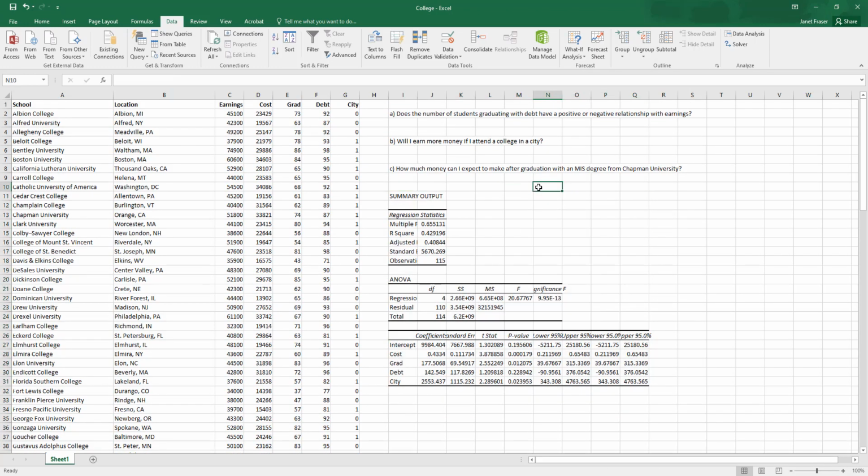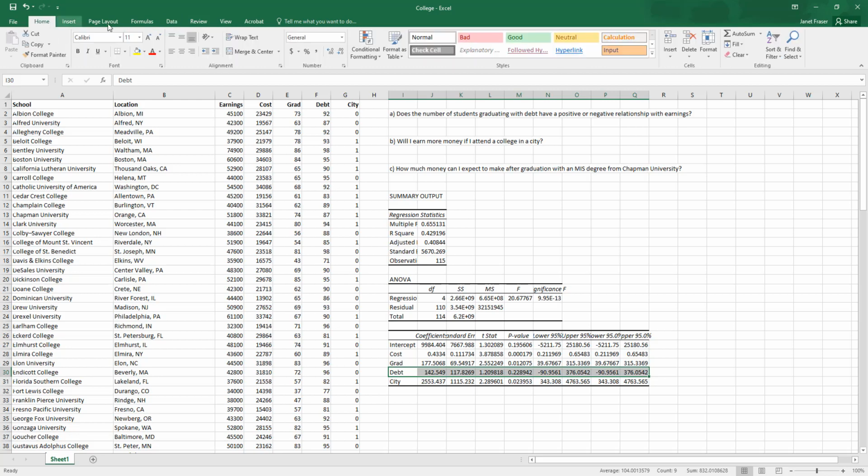Now I scroll back up here and I have the summary output for my model. So the first question we're trying to answer here is, does the number of students graduating with debt have a positive or negative relationship with earnings? So that would be our debt variable here, and I'll just highlight it to make it easier to see. And we see that debt has a coefficient of 142.549.